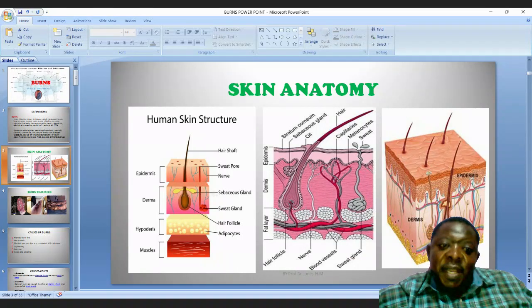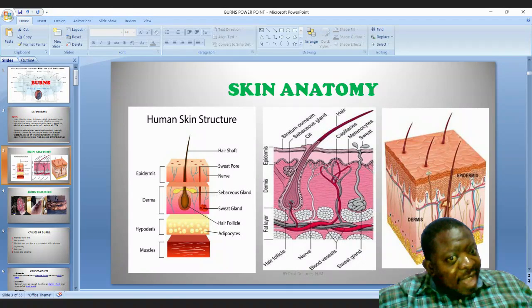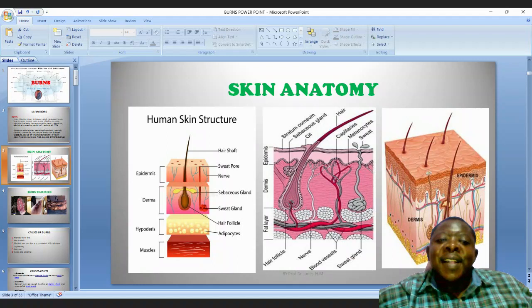So when you're talking about burns, they may affect the epidermis only. They may affect the epidermis and the dermis. They may affect the epidermis, dermis, and hypodermis, and at times they may affect the whole thickness. The whole thickness, I mean epidermis, dermis, hypodermis, and the muscle area. Muscles hold together bones. So you find that when muscles are affected, even bones will also be affected.